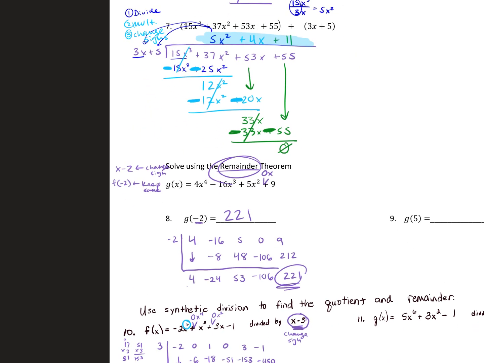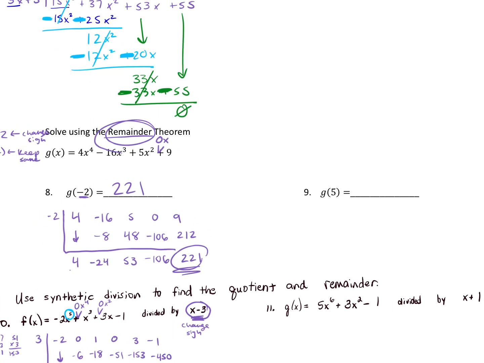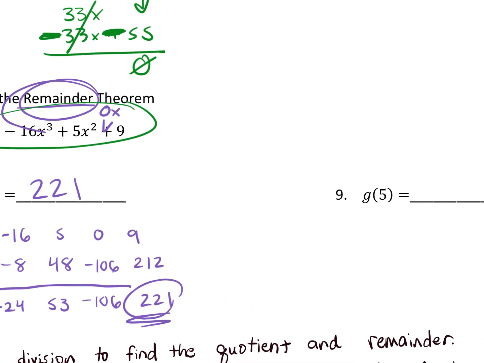All right, next we're going to talk about the remainder theorem. When we're using the remainder theorem to solve, the remainder is our answer, so we keep the remainder. Here, I did this one in the last class. We're missing an x term, so I have to put a 0 in that spot. What's going to go on the outside for g of 5?